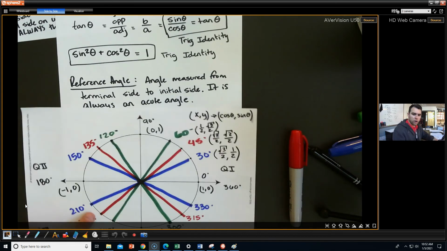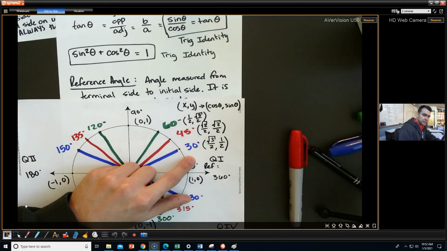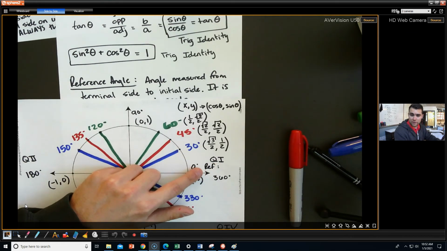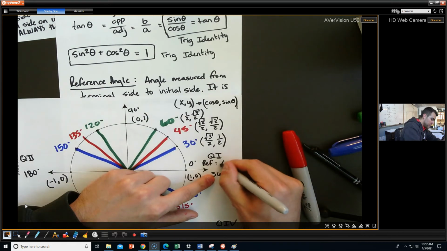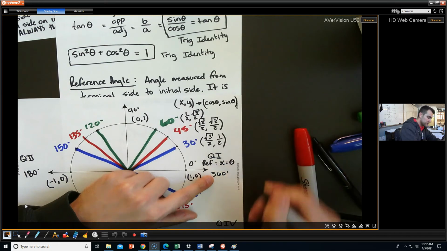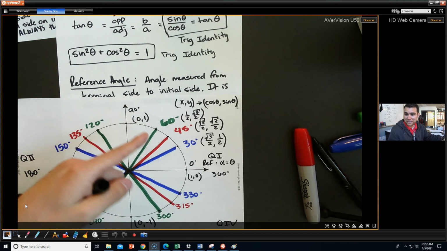So below the quadrants, where I wrote quadrants, I'm going to put ref, just like that, for reference angle. And for quadrant 1, alpha is going to equal theta. They are the same angle. This one's the easiest one, right?